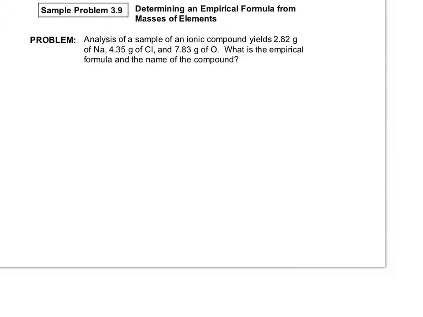Sample problem 3.9 is similar to 3.8, but with just one major difference. Analysis of a sample of an ionic compound yields 2.82 grams of sodium, 4.35 grams of chlorine, and 7.83 grams of oxygen. What is its empirical formula and the name of the compound? Now, this is a tricky problem for most students, and let me tell you why.